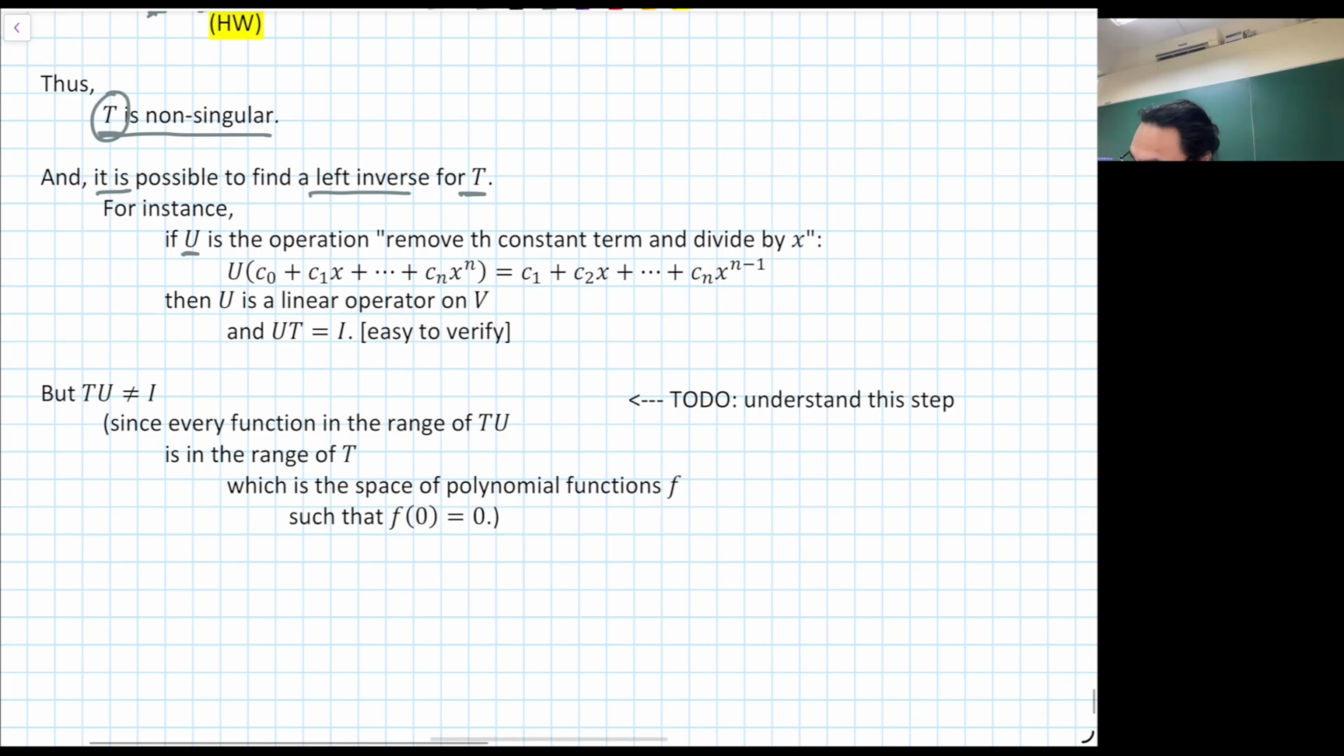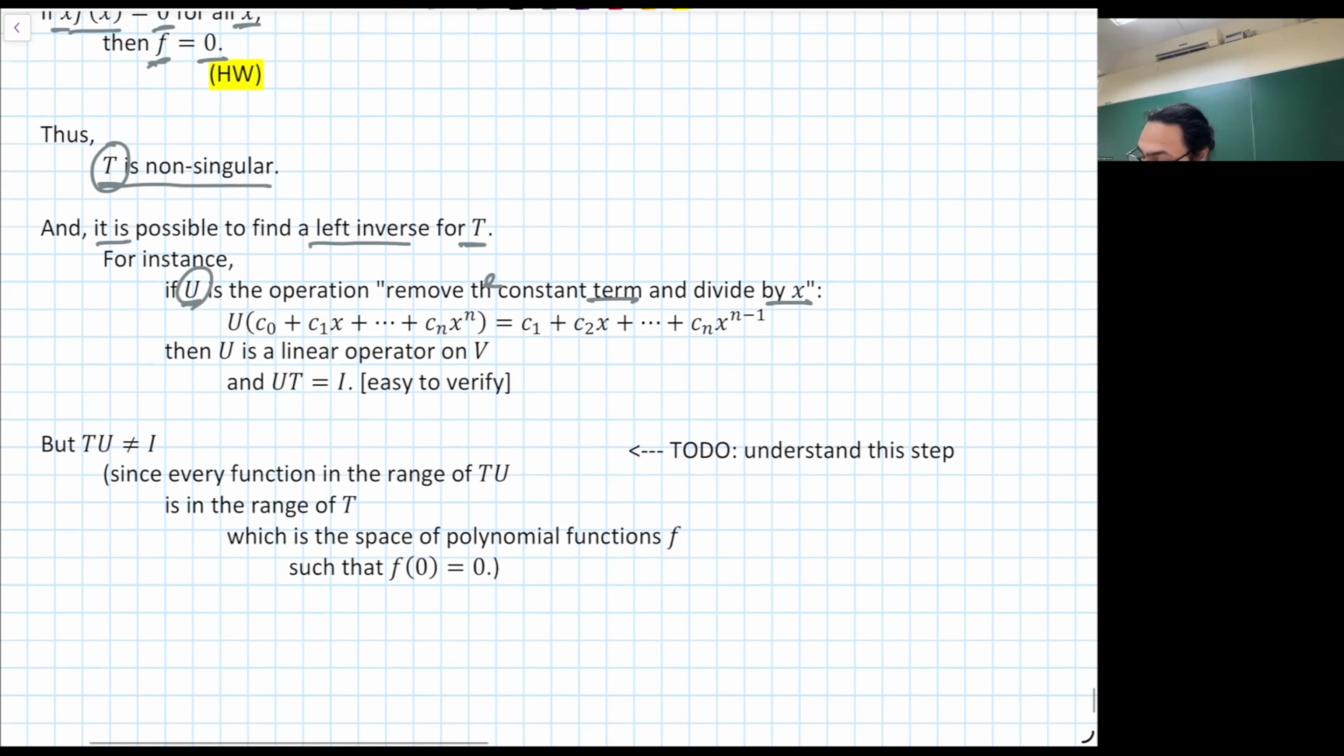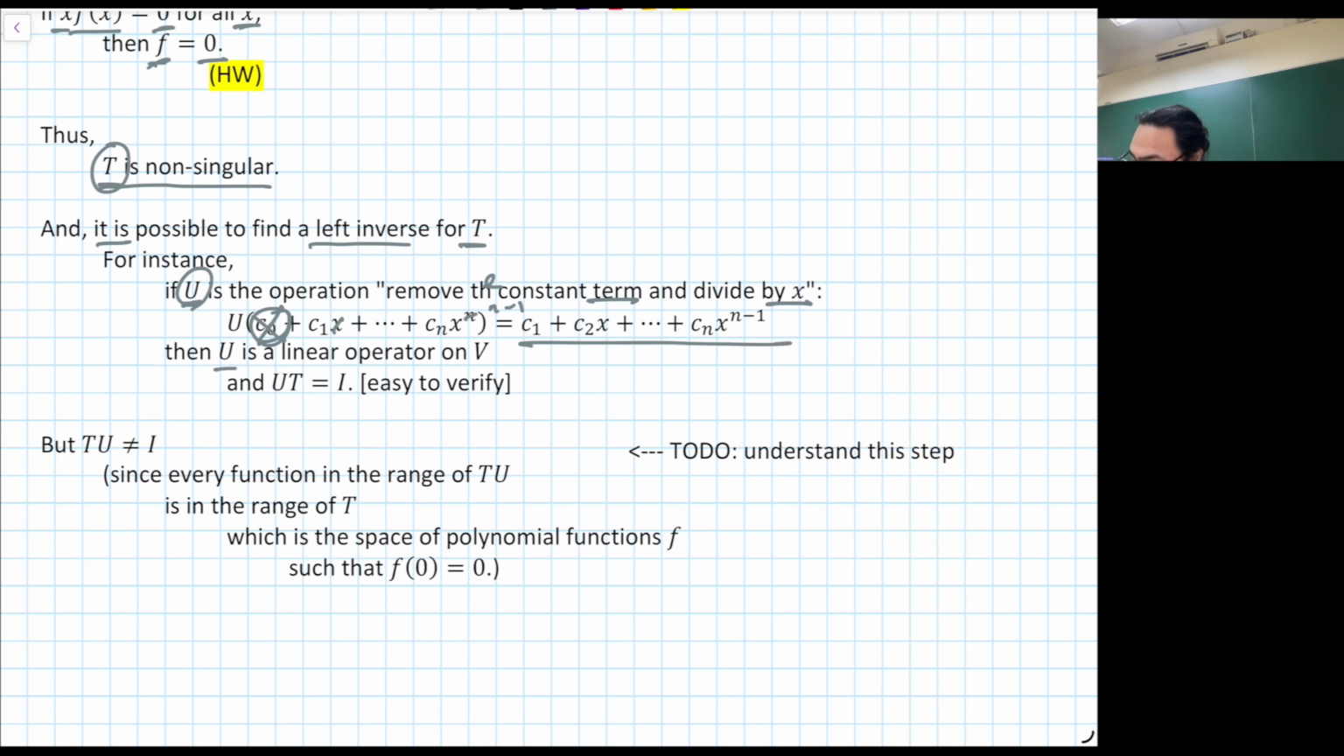Okay, so for instance, suppose U is the operation: remove the constant term and divide by x. So suppose this is an operation that we're defining. We're removing the constant term, so we get rid of this. And everything else, we are going to basically take one x away from it, right? So this is the operation you get. Then it's clear that U is a linear operator on V, exactly because whatever coefficients you have, they will essentially add.